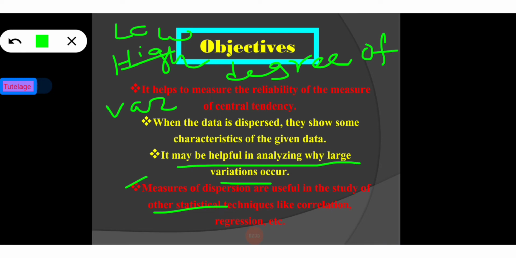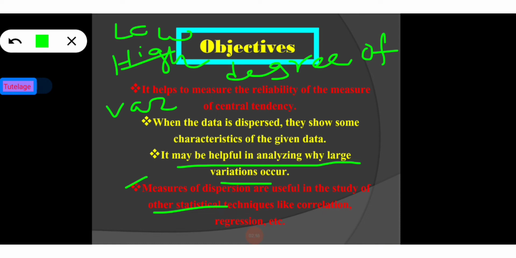Okay, so a high degree of variation indicates there is no uniformity and homogeneity of data, and a low degree of dispersion indicates the data are uniform and homogeneous. Clear? So these are the basic objectives of measuring dispersion.